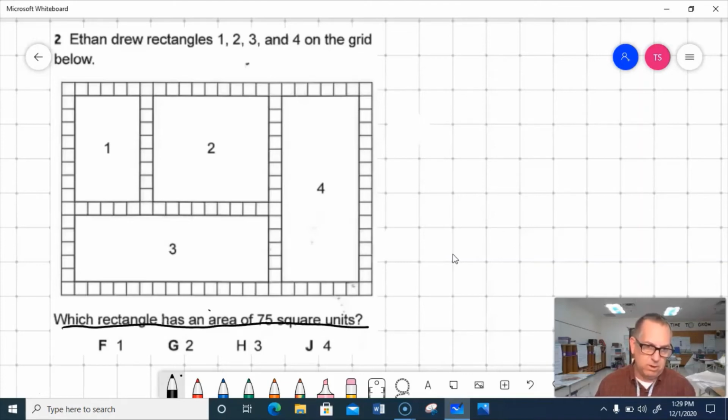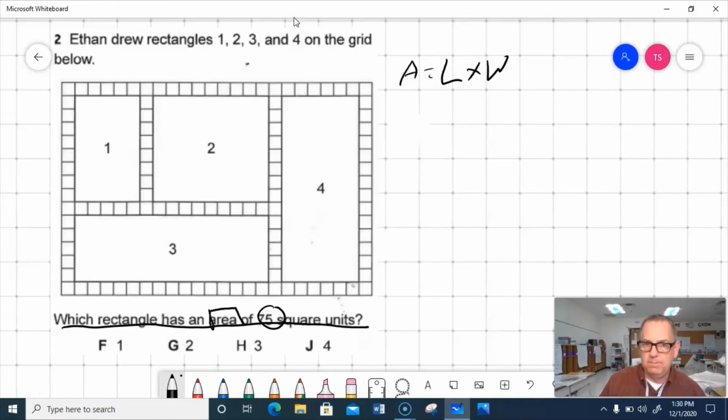I would box in this word area right here, because that's telling me I need to do something. And I'm looking for one that's 75 square units. Area, what does area tell us? Yes, we know area is equal to length times width. So that means we're going to multiply on this problem. So we need to figure out what the area of each one of these rectangles is.